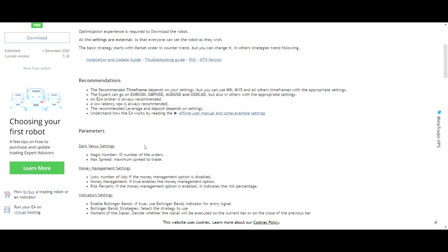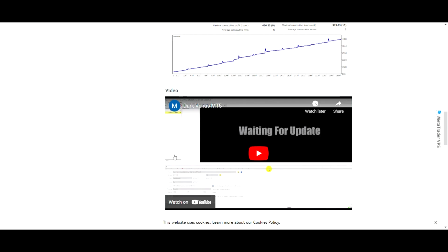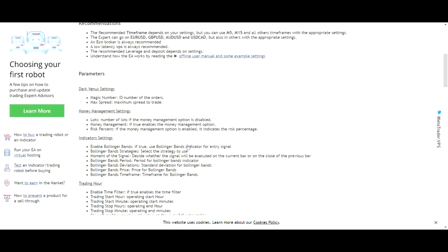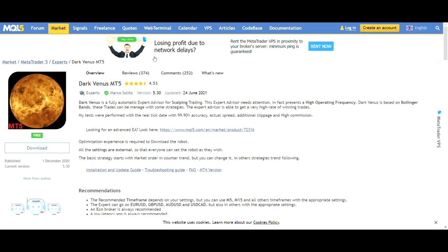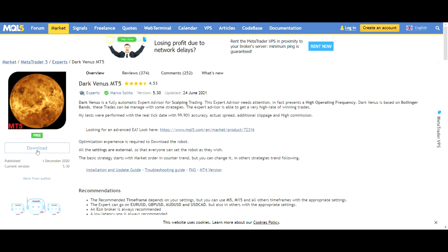And here as you scroll down you can also see a video to help you set it up. On the page, you can see it has 500 plus reviews that you can read. It also has a splendid rating of 4.54. You also have an installation and update guide. Now you can simply click on the download option and install the bot.